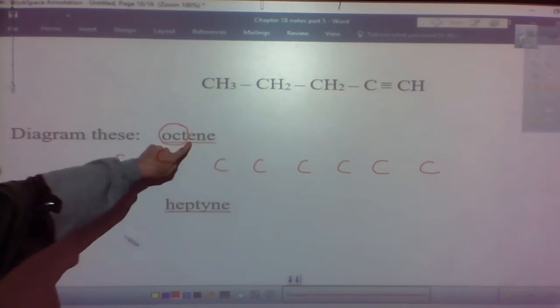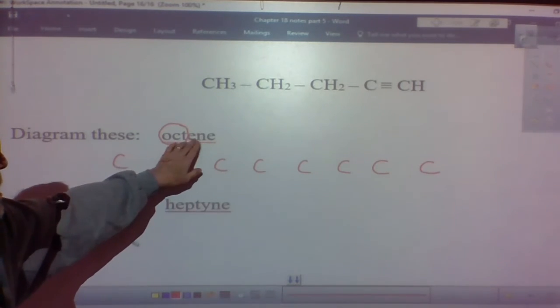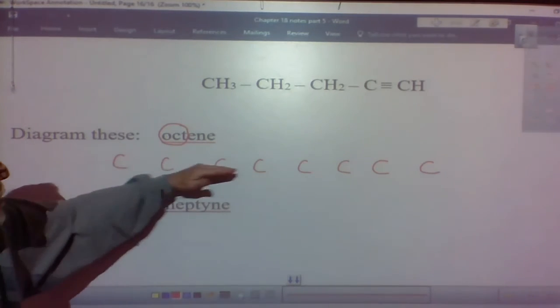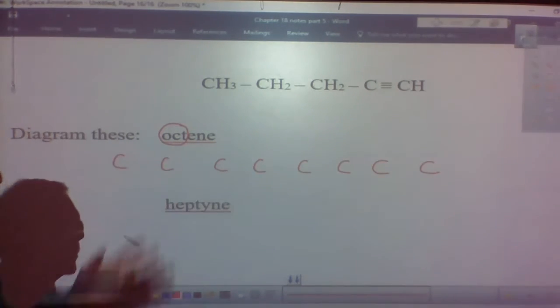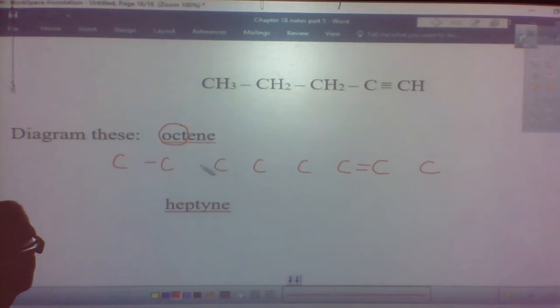Now, ene, what type of bond is that? It's a multiple bond. Ene stands for what? Double bond. Now, I can pick any location here and put that double bond anywhere. So you could try it, but I'm going to put mine right here. Now, everything else is going to be a single bond. So I'm going to put single bonds here.